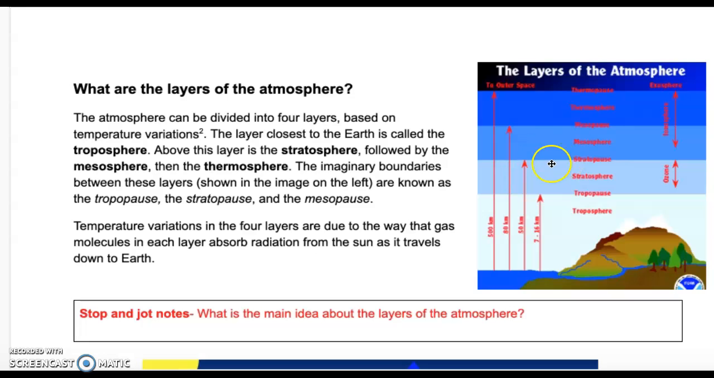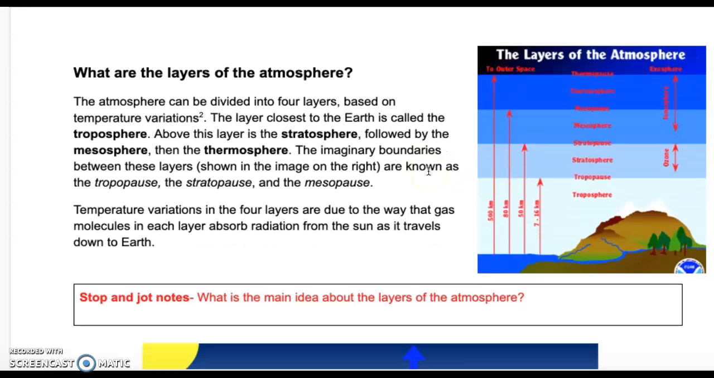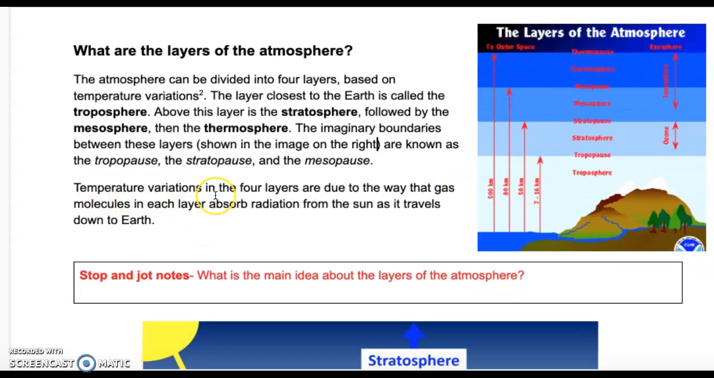The imaginary boundaries between these layers, shown in the image to the right, are known as the tropopause, that's here, between the troposphere and the stratosphere. The stratopause, you see this boundary separating the two layers? That's the stratopause. It's between the stratosphere and the mesosphere. The mesopause, which is between the mesosphere and the thermosphere. Temperature variations in the four layers are due to the way that gas molecules in each layer absorb radiation from the sun as it travels down to Earth.